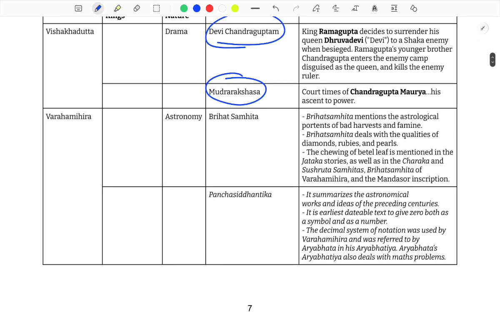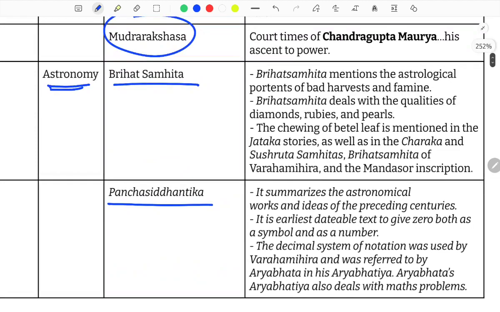Varahamihira, astronomy. Prominent works are Brihat Samhita and Panchasiddhantika. Brihat Samhita mentions the astrological portents of bad harvest and famine also. Brihat Samhita deals with the qualities of diamonds, rubies and pearls. The chewing of betel leaf is mentioned in the Jataka stories as well as in the Charaka and Sushruta Samhitas. Brihat Samhita of Varahamihira and the Mandsaur inscription are also important.